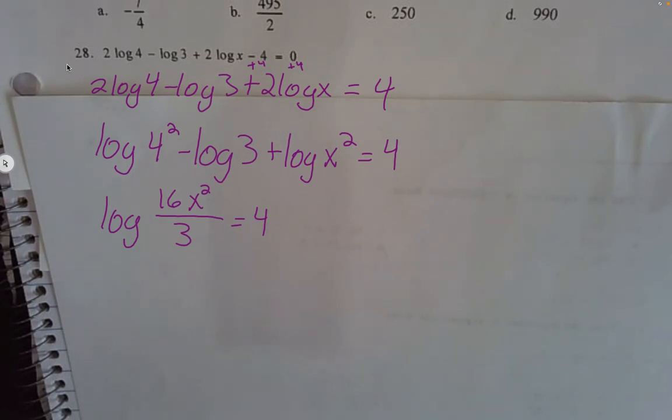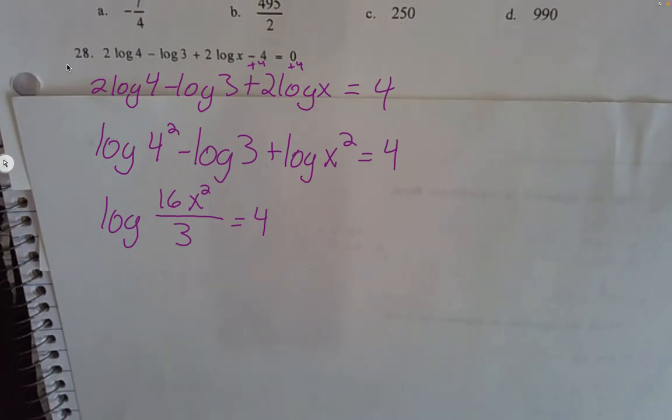If we wrote it all out and put like log of 16 and then log of x squared in the top and then log of 3 in the bottom, would it be wrong? Or do we just need to write log once? Just write log once, because we can't get rid of the log until we get it all together.